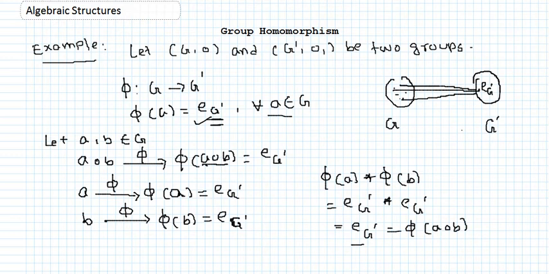Now this is true for any two elements A, B in G, because we chose A and B as arbitrary elements. So we have seen that this property is followed for the elements A, B. So phi is a homomorphism.